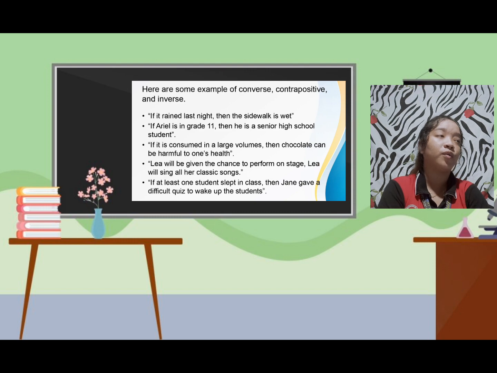So to find the converse of this statement, we need to find first the Q, or the conclusion, and then it implies P. Okay, then the statement, if at least one student sleeps in class, then Jane gave a difficult quiz to wake up the students. So our converse is, if Jane gives a difficult quiz to wake up the students, then at least one student sleeps in the class.